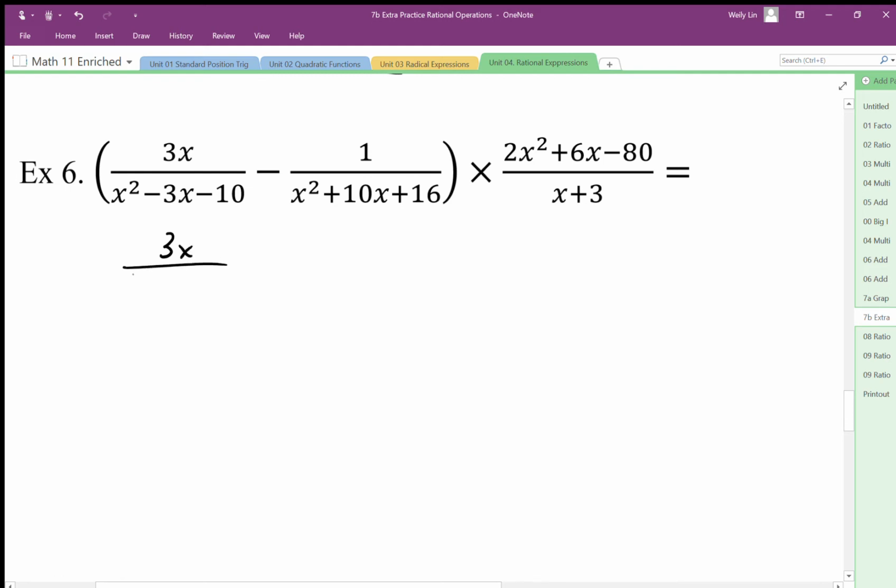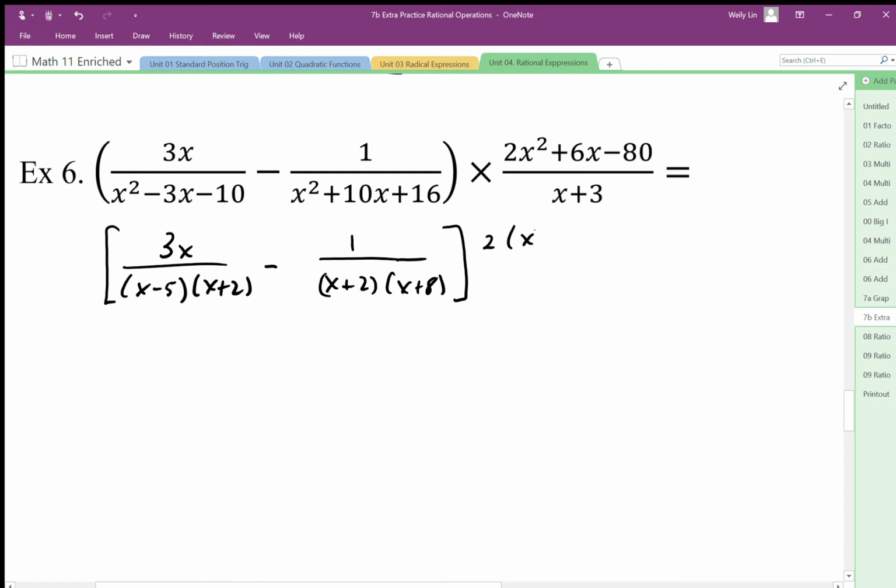3x over (x minus 5)(x plus 2), minus (x plus 2)(x plus 8). Here we have to factor our greatest common factor out first before we can factor this part. Okay, so we still have this left to factor. Then we can state our restrictions.